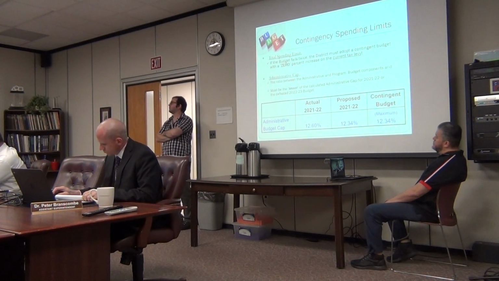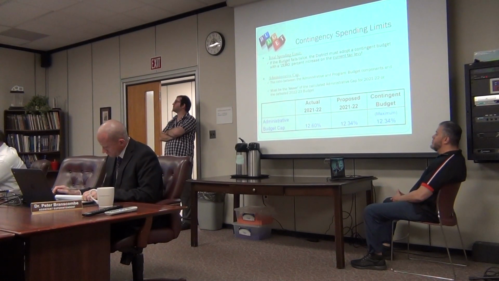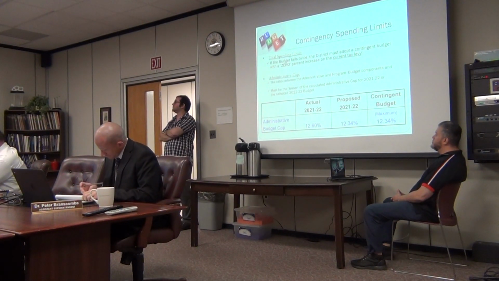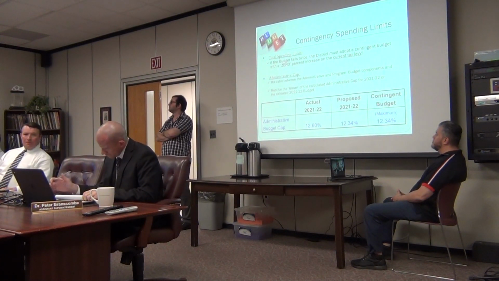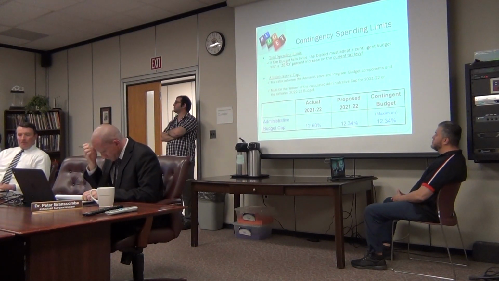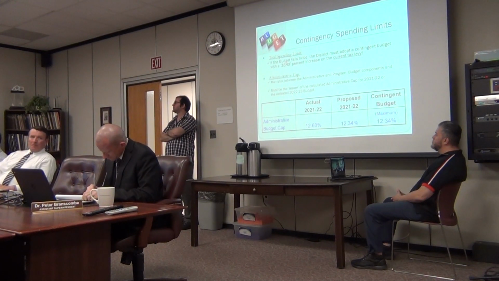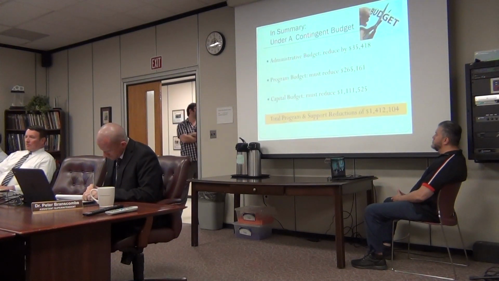Total spending limit, as mentioned, if it fails twice, it must adopt a budget with a 0% increase on the tax levy. And it also comes with an administrative cap, which is the ratio between the administrative and program budget components. And it must be the lesser of the calculated admin cap for 21-22 or the defeated 22-23 school year. So for Sayville, our administrative cap number is actually lower than last year's, so it would automatically be lower than what was budgeted for 21-22, should that be the case.